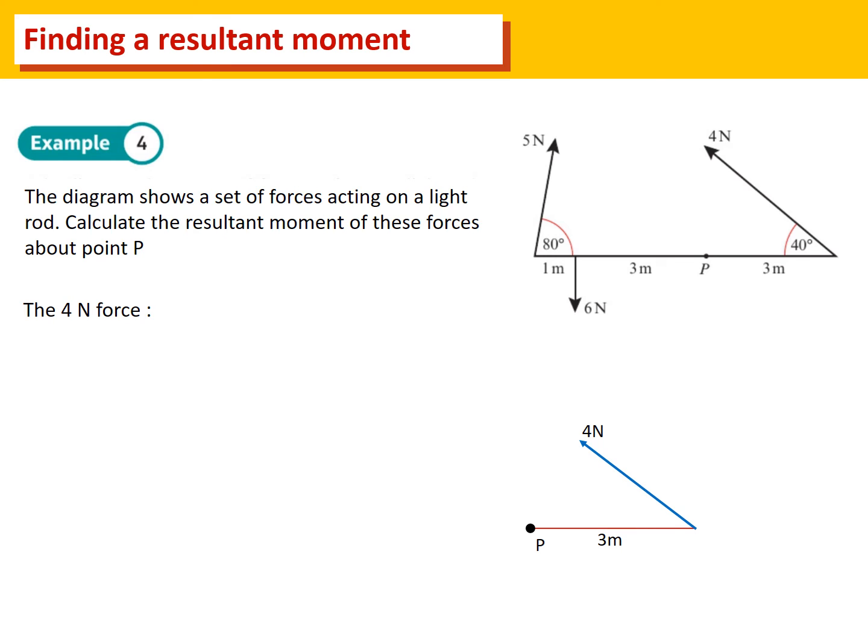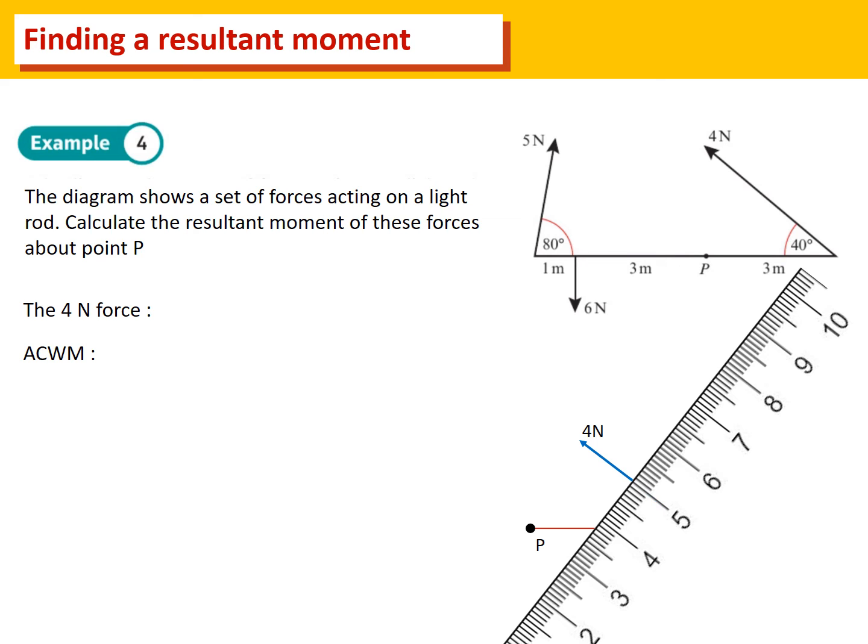Once again, we want the perpendicular from the line of action of the force, which passes through the point P. So we put our ruler, it's an anti-clockwise moment. We put our ruler such that this line here is in line with the force, which means the edge of the ruler is at 90 degrees to the line of action of the force. And so we slide our ruler until it passes through point P.